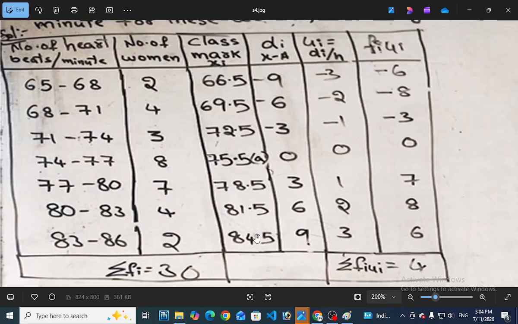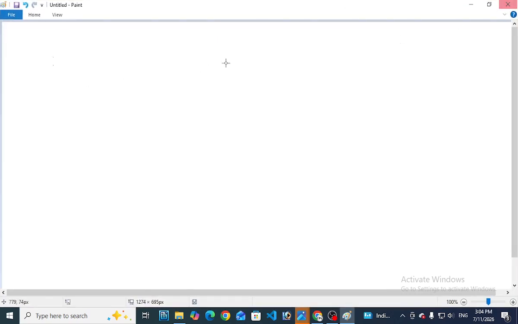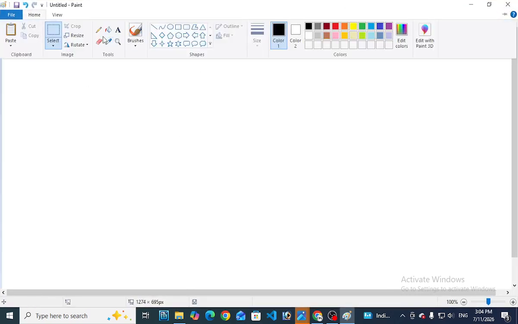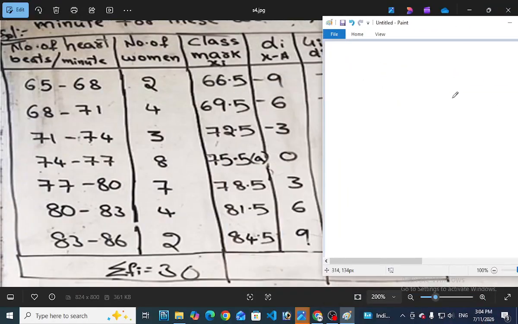That is why we are going for the deviation method to reduce the data. So by using the deviation method, we are going to reduce the data. For that we are using the formula di is equal to xi minus a. This is the formula for the deviation to reduce the data.